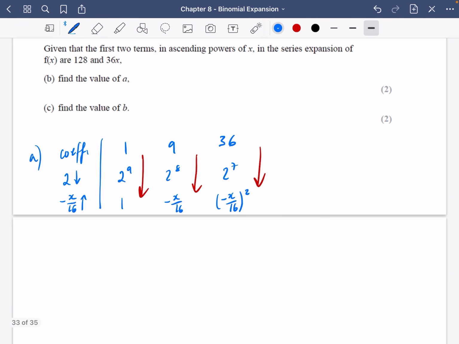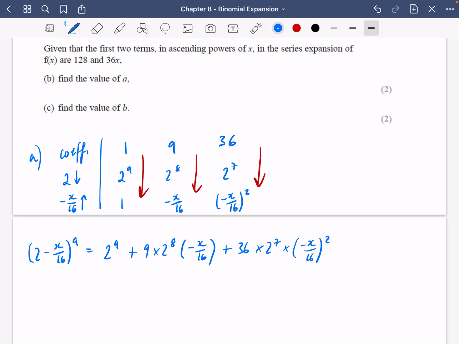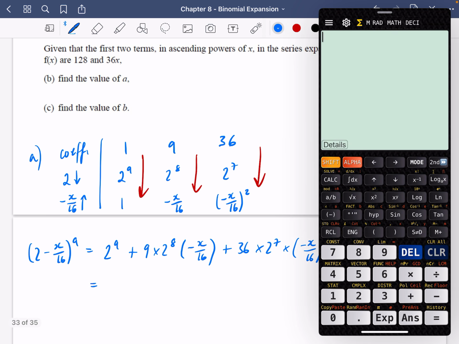So we have 2 minus x over 16 to the power of 9. The first 3 terms are going to be 2 to the power of 9, plus 9 times 2 to the power of 8 times minus x over 16, plus 36 times 2 to the power of 7 times minus x over 16 squared. Okay, 2 to the power of 9 is 512.